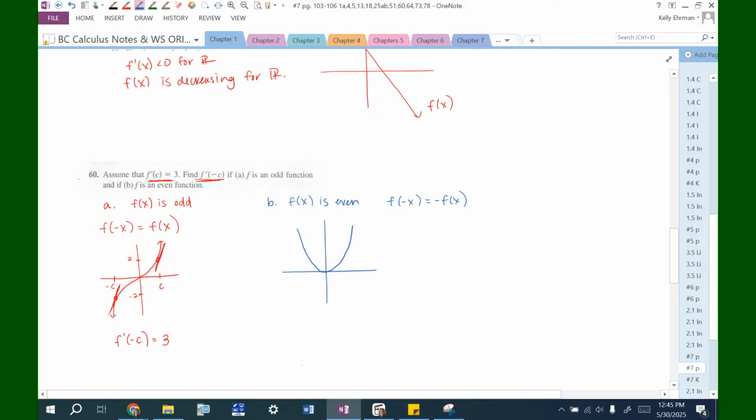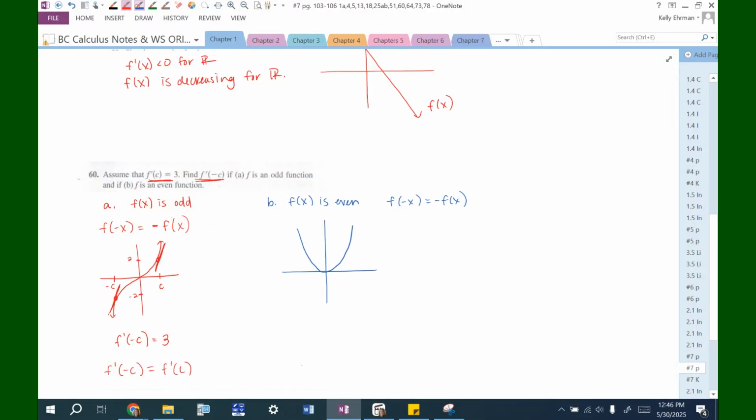We don't know for sure that that's the case, because we haven't learned about derivative rules yet. We don't know that just because this relationship with the functions is true, I can just throw primes on there. It's actually not true. So they are the same value here. So f prime of negative c was actually equal to f prime of c.